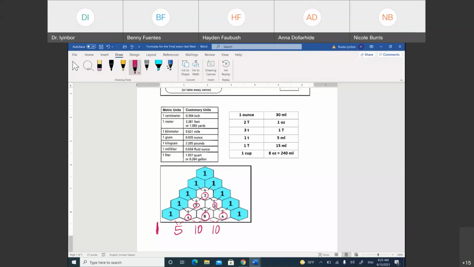4 plus 1 is 5. 5. And you finish with 1. So start with 1, finish with 1, and then add the previous numbers to get the row. Everything, all the numbers. Okay?